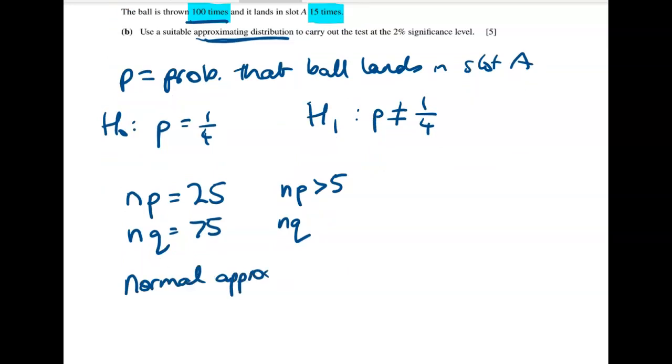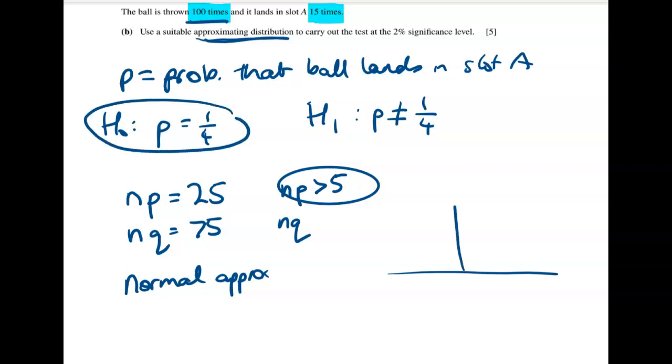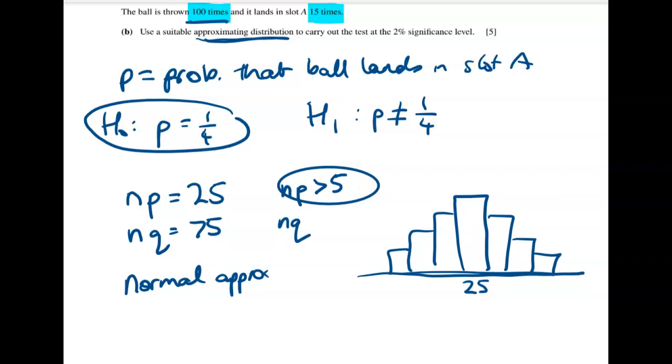And that's because when we've got the mean quite far away from 5, then the distribution is going to be pretty close to fitting a normal distribution. So if H0 is true, then this bar with 25 successes will be the mean, and so on. Right, now I'm drawing that bar chart to jog your memories that we're going to need to do a normal approximation, but we're going to need to use a continuity correction.